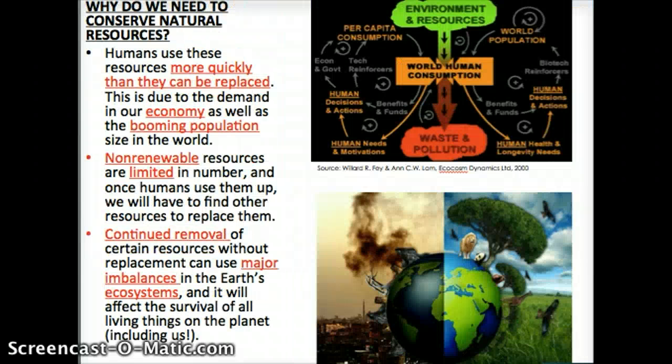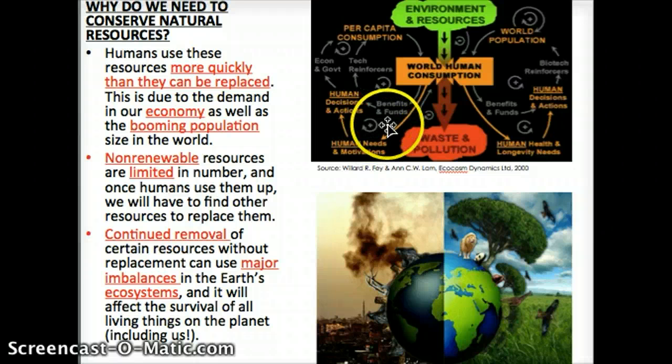So now let's talk about conservation. So here's the problem. Humans have been using more resources more quickly than they can be replaced. So even if something's renewable, like trees or air or water, because there's so many more people using them at the same time, it's really difficult to replace them quickly. And as economies grow, and as demands for products grow, and as the population grows, we're going to need more and more resources from the environment.